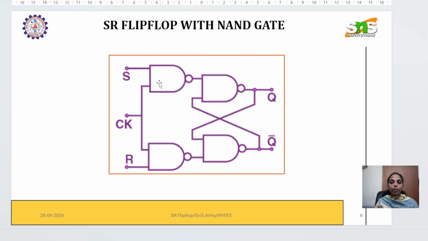If you forget this part and consider this part, this is an SR latch. These two NAND gates together form an SR latch. To this SR latch, instead of giving S and R directly as inputs, we have given them through NAND gates. S and R are given to two NAND gates as one input each, and the clock forms the other input. So this is the circuit diagram. These NAND gates along with the SR latch give us an SR flip-flop.